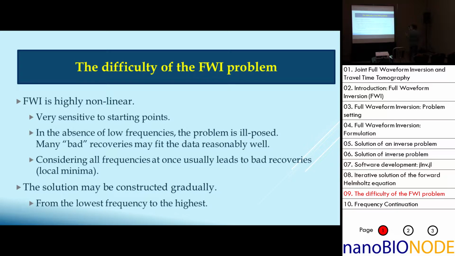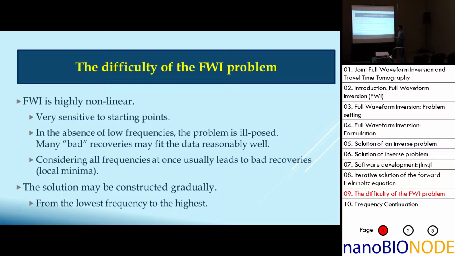So, this talk is not about Helmholtz, it's about FWI. So FWI is a difficult problem on its own. It's highly nonlinear, it's very sensitive to the starting point or the initial guess that you put into Gauss-Newton. In the absence of low frequency, the problem is highly ill-posed. So many bad recoveries may fit the data reasonably well. There are lots of local minima, and basically if you consider all frequencies at once, you'll get to a bad recovery or a minimum.